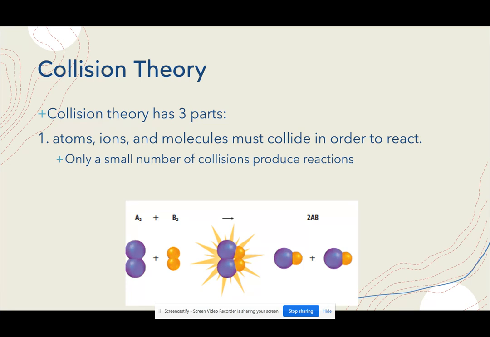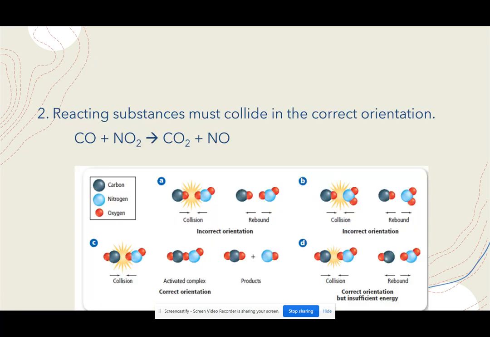So there are three parts of collision theory. The first is very simple. In order for a reaction to occur, things have to collide. Only a small number of collisions are going to actually produce reactions. And we're going to talk about the conditions that a collision needs to have in order to produce a reaction. So the first condition is that the substances must collide in the correct orientation.